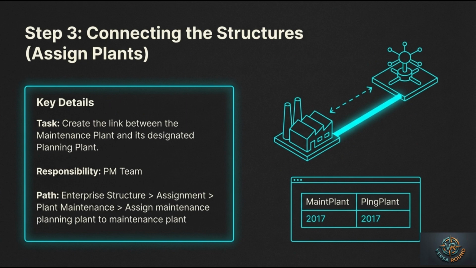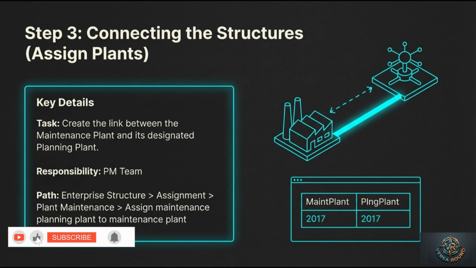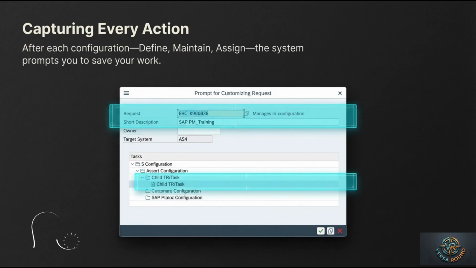Step 3. Connecting the structures. The final step is to connect them. We assign the maintenance plant to its planning plant. In a decentralized model, we simply assign Plant 2017 to Planning Plant 2017. This link is what makes the whole structure work.